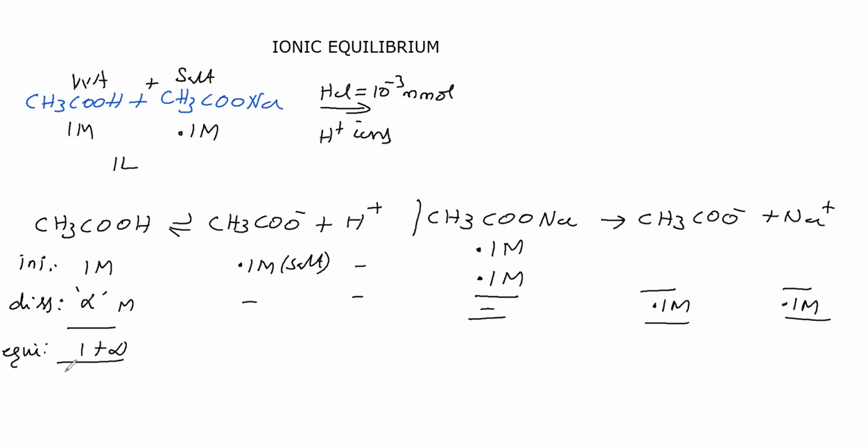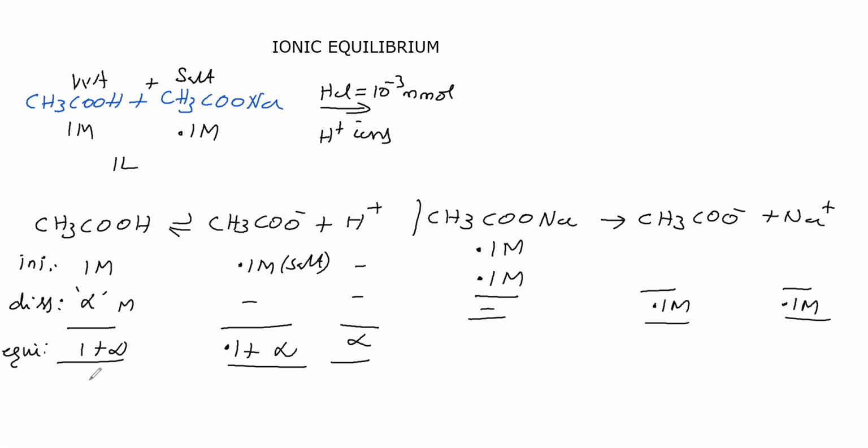Acetate ion initially 0.1 is present, given by the sodium acetate salt. Now alpha is produced, because acetic acid dissociates to alpha extent. So how much acetic acid dissociates, that much acetate ion is produced. Then H plus present is alpha molar. How much acetic acid dissociates, that much H plus is produced.